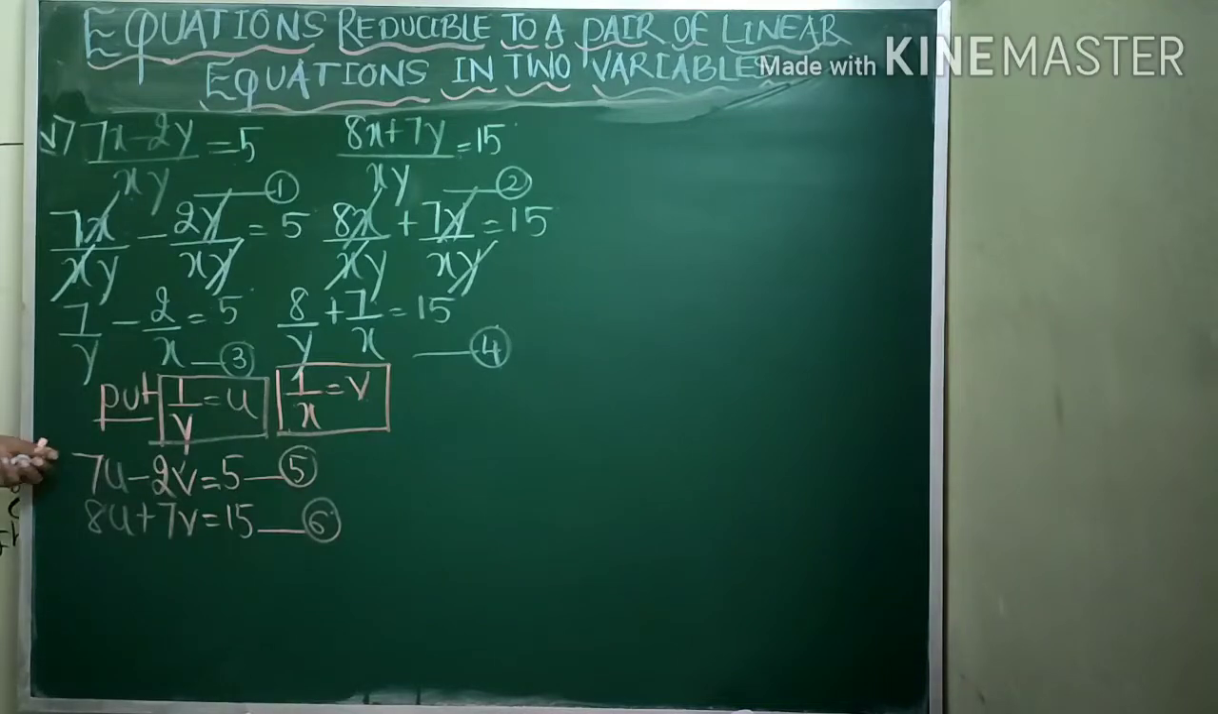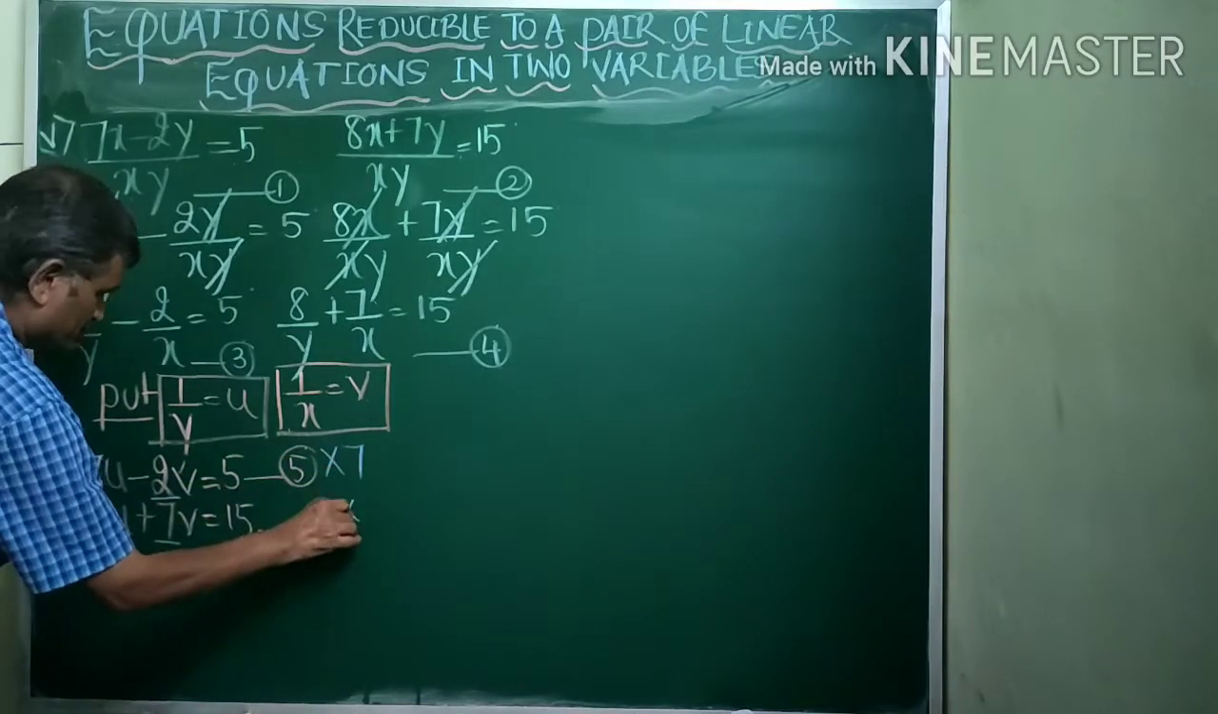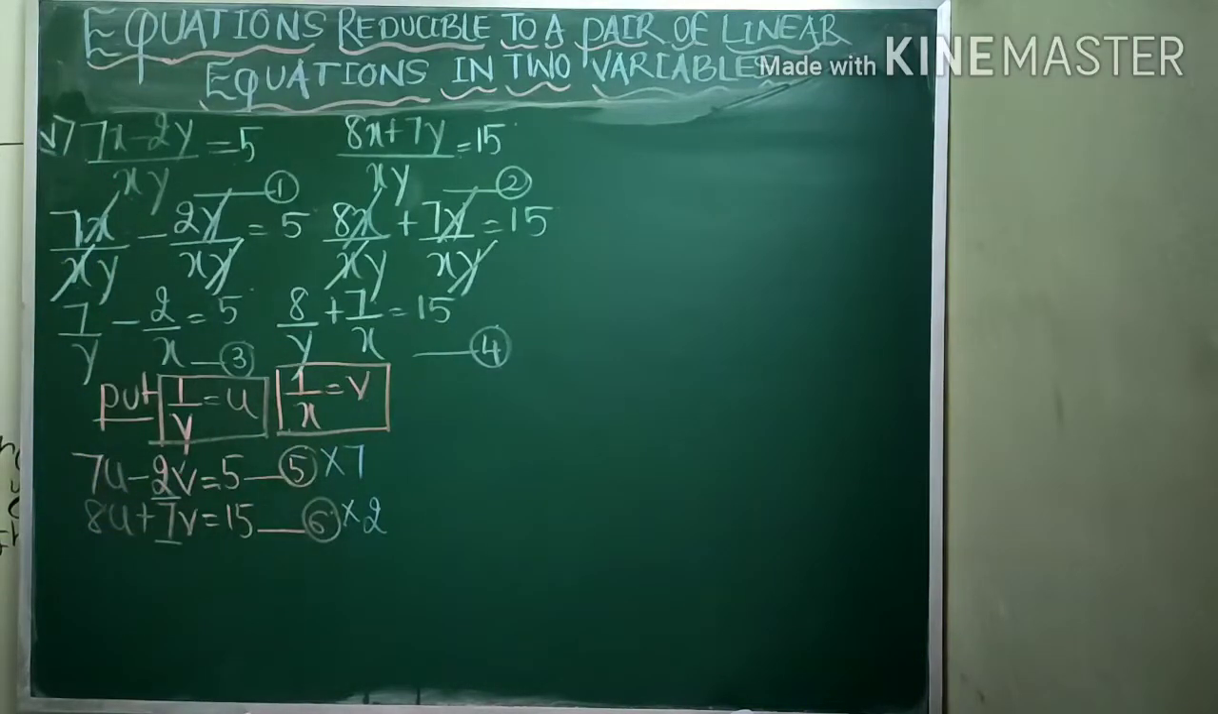Now if I try to solve these two equations, let us see what I can do. See, if I have to cancel the common terms, let us say I want to eliminate v. Then the coefficient of v is 2 here, coefficient of v is 7 here. So I will take the LCM of 7 and 2. LCM of 7 and 2 is 14. So this equation I will multiply by 7 and this equation I will multiply by 2. If I do so, what will I get?